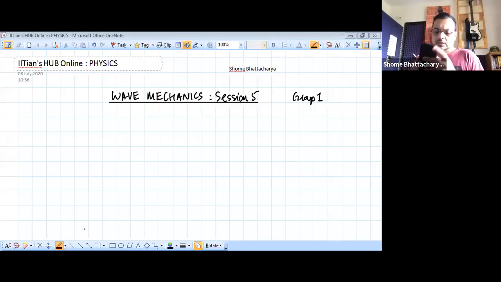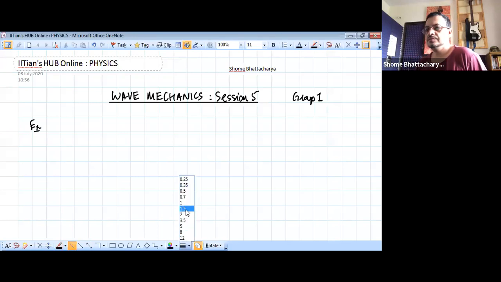Okay, so let us go through this question. It says the equation of a plane wave is given by this relation, and it is incident on a boundary between two media beyond which the wave speed becomes doubled. We have to state the boundary condition and find the equation of the reflected and transmitted waves.